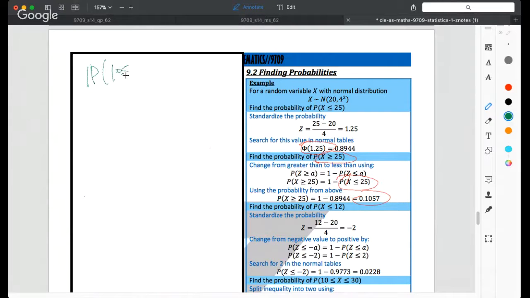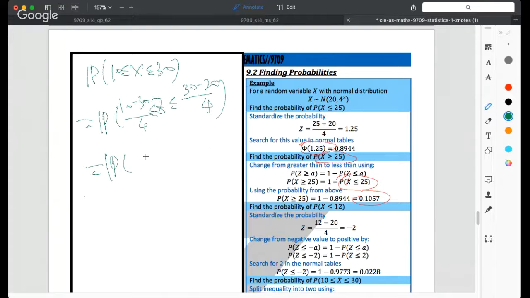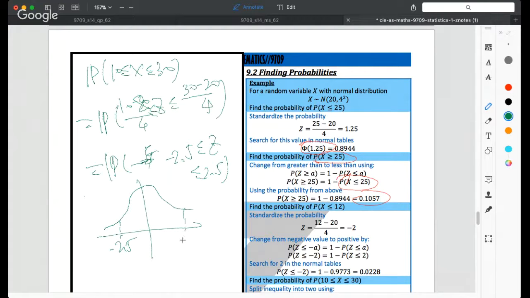Probability of x greater than or equal to 30. So it's probability of z, what about 30? It's 30 minus 20 over 4, and 10 minus 20 over 4. Oh, sorry, this is minus 2.5, and this is also 2.5. And so we know that if this is minus 2.5, this is 2.5.